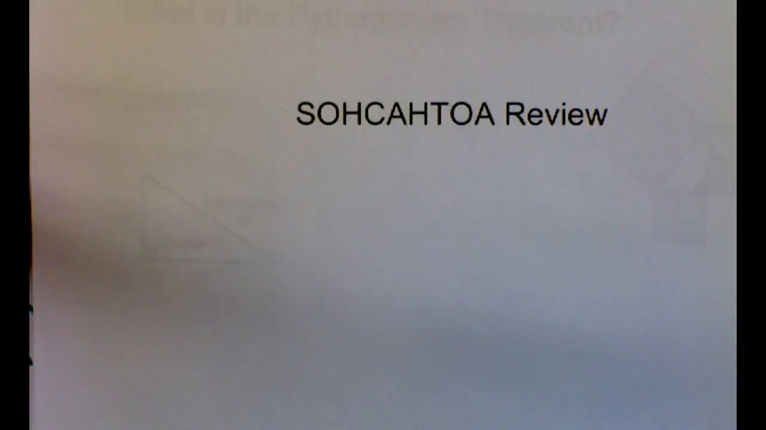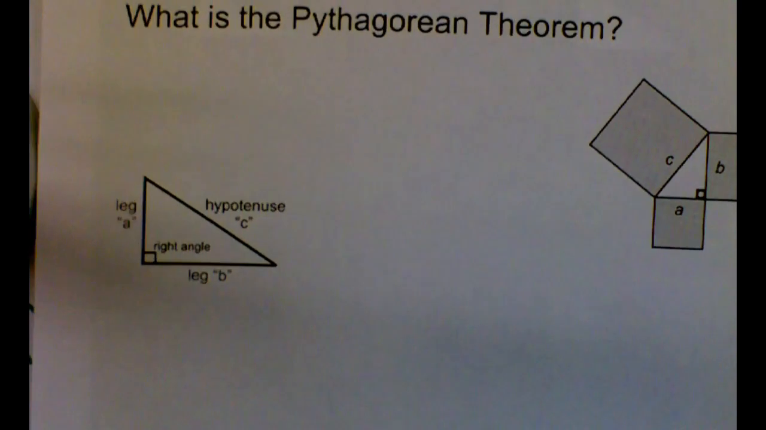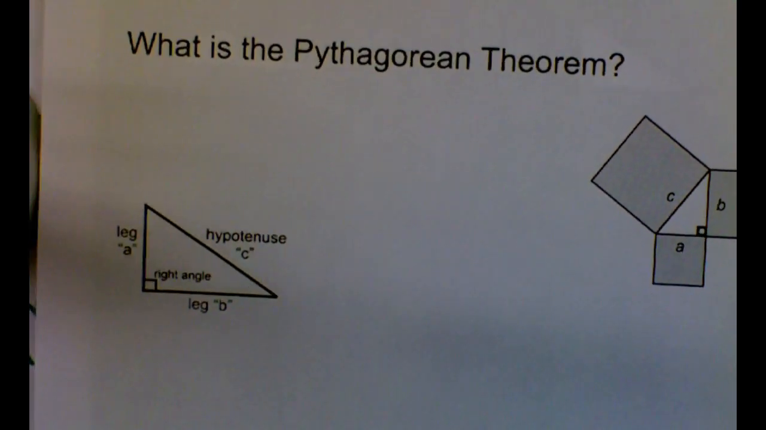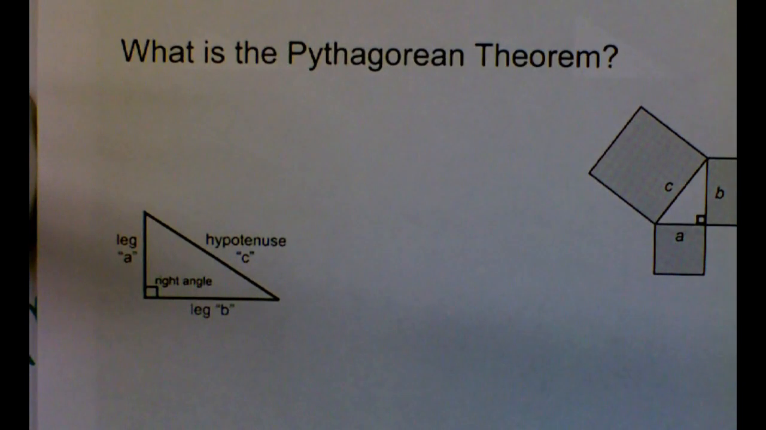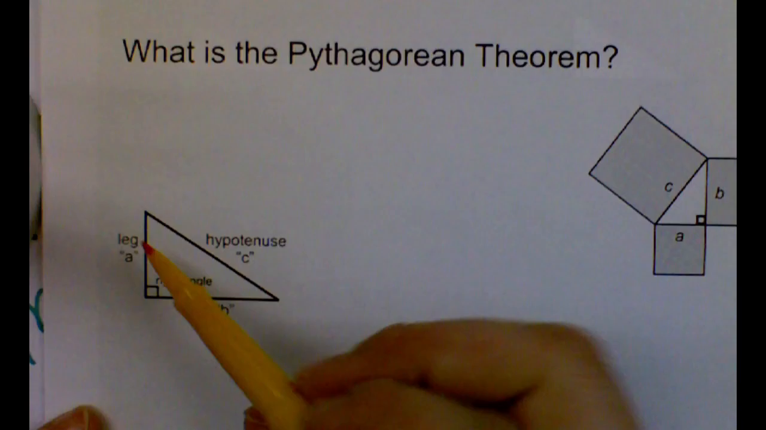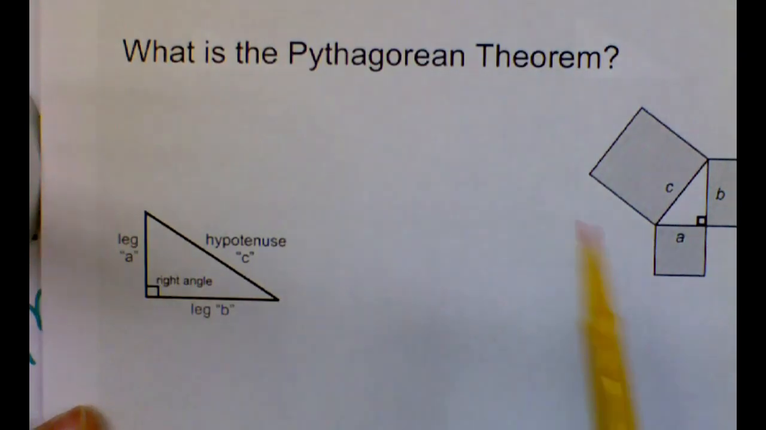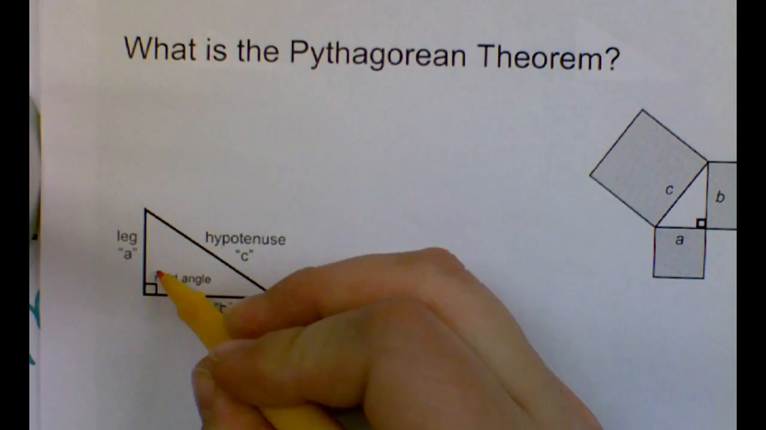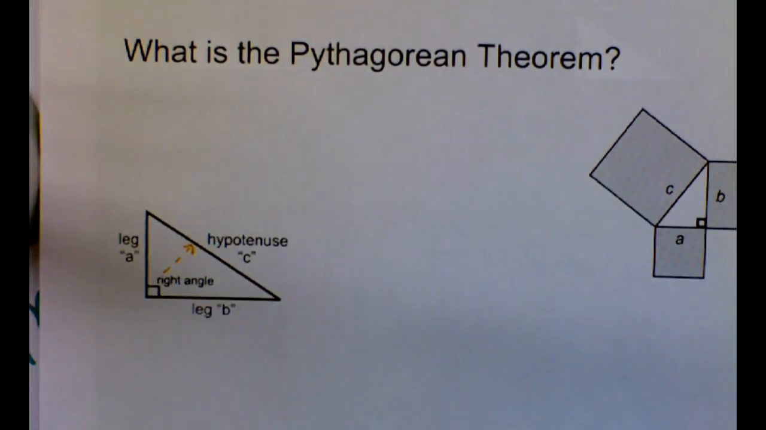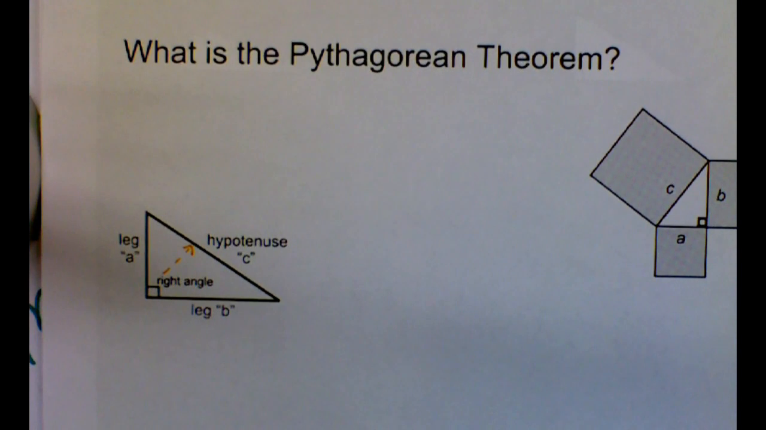All right, this is your SOHCAHTOA review and refresher. So, first of all, we're going to start off with the Pythagorean theorem. Remember the Pythagorean theorem, we're talking about a right triangle. The legs are the two sides that make the right angle. The hypotenuse is the side across from the right angle. The hypotenuse is also always the longest.